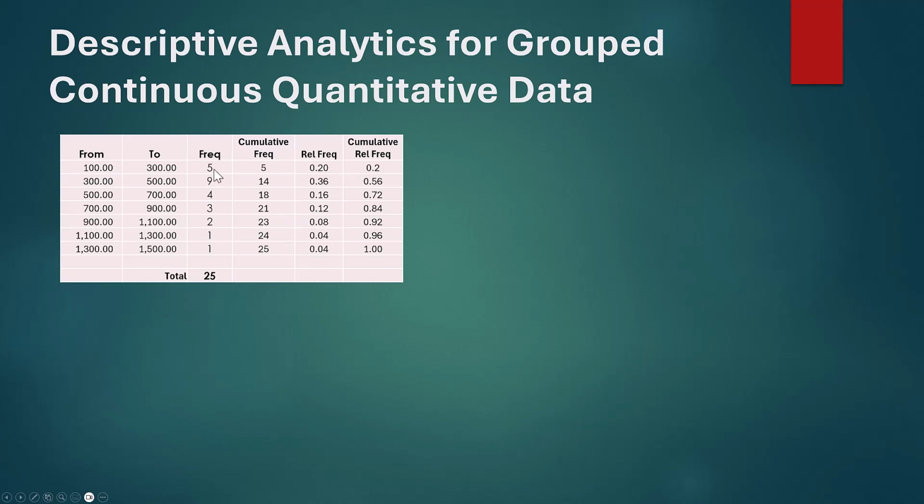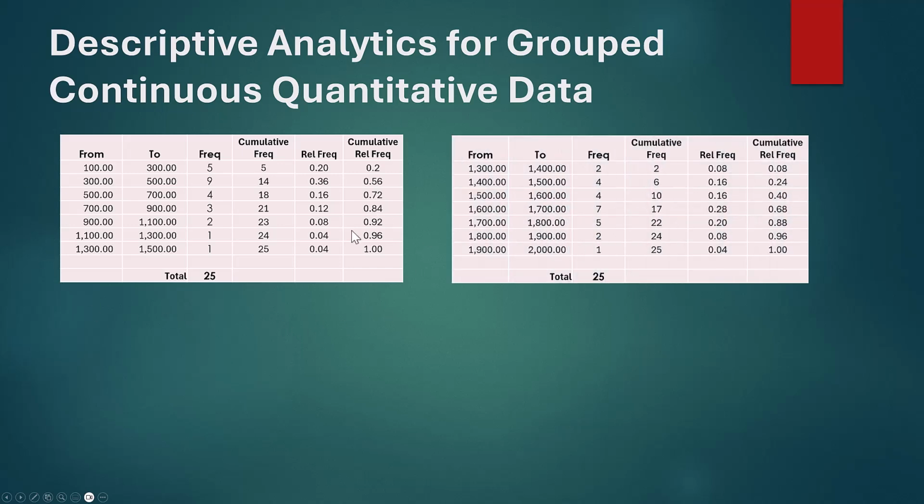What's relative frequency? This divided by the total. So 5 divided by 25 is 0.2. 9 over 25 is 0.36, and so on. And then we do cumulative relative frequency. So when we do cumulative relative frequency, the last cumulative relative frequency should always be 1.00. So this is the extended frequency table for the first example, and here's the extended frequency table for the second example.